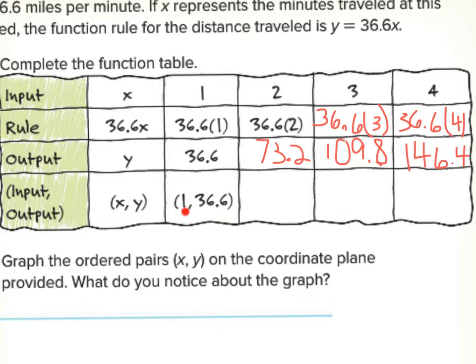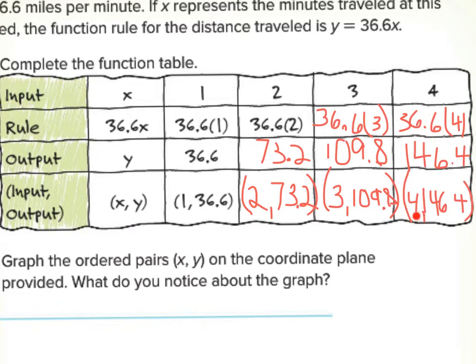And then our ordered pairs. As we've done here, our input is x and our output is y, or we can say domain and range. We continue with that. So our next domain is 2 minutes, and it's 73.2 on the range, or the y. For 3 minutes, my domain would be 3 and my range would be 109.8. And for 4 minutes, my x value is 4 and my y value is 146.4.